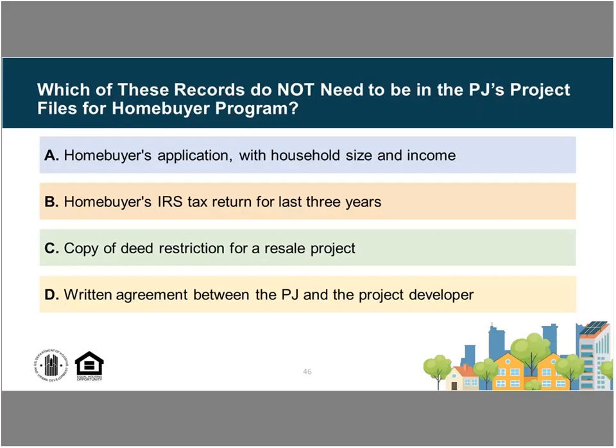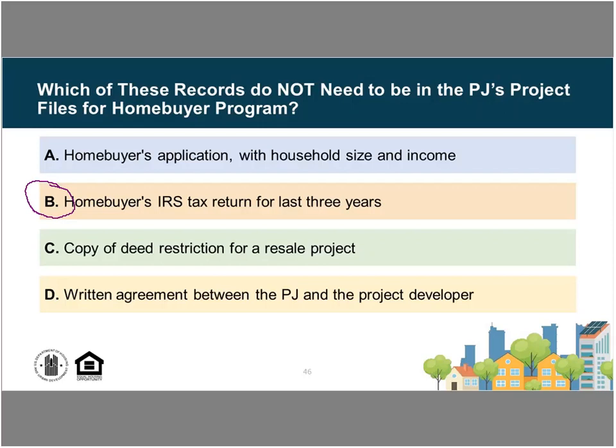Great, okay. So the correct answer is B, and almost all of you got it right, so great job, everybody. The correct answer is B, homebuyer IRS tax returns for the last 3 years. Well, why is that? That's because we are projecting income, right? So in order to project income, we don't want to look at the last 3 years. We want to look at income that's happening now and project that moving forward.